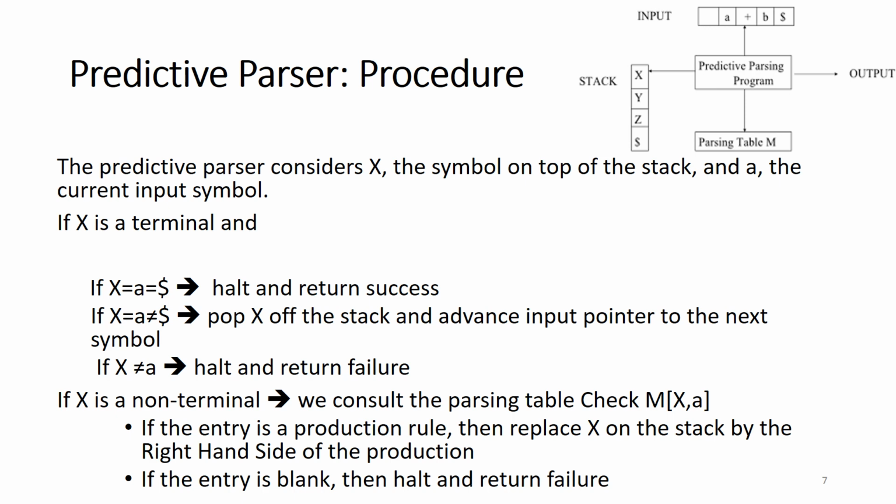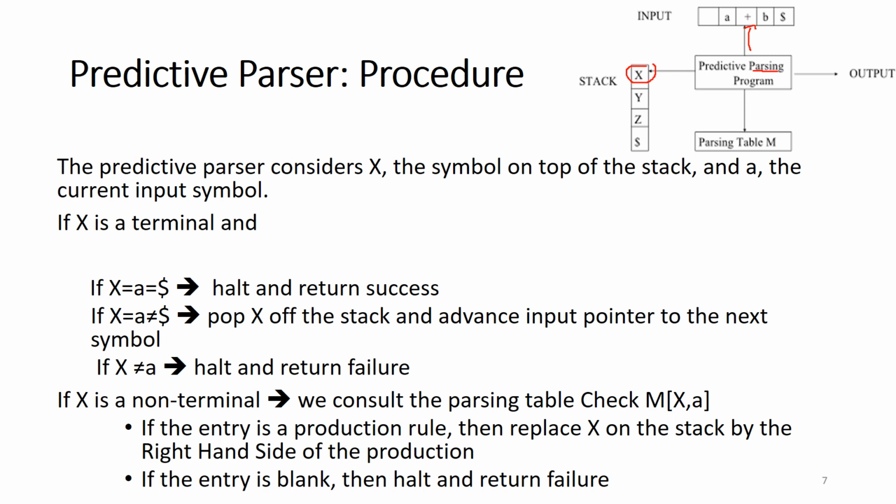We now move on to the predictive parsing procedure, where the input string is taken and checked whether it belongs to the language generated by the grammar. At any point, the predictive parsing program considers X, the symbol on the top of the stack, and a, the current input symbol.